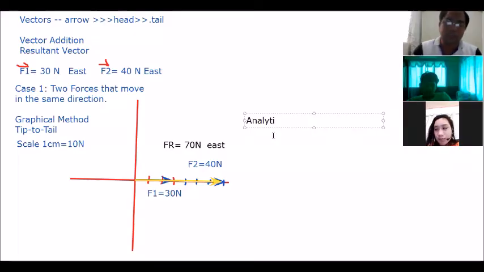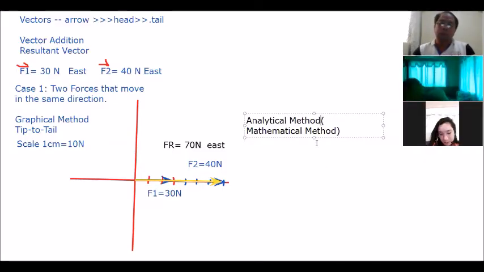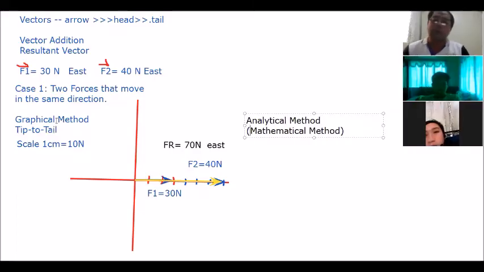Analytical method, now we can think of the analytical method as involving some kind of mathematics. Or we can call it the mathematical method, or the mathematical approach. Now, the mathematical approach, as you will realize, is much more accurate compared to the graphical method. So how do we involve the mathematical method here?